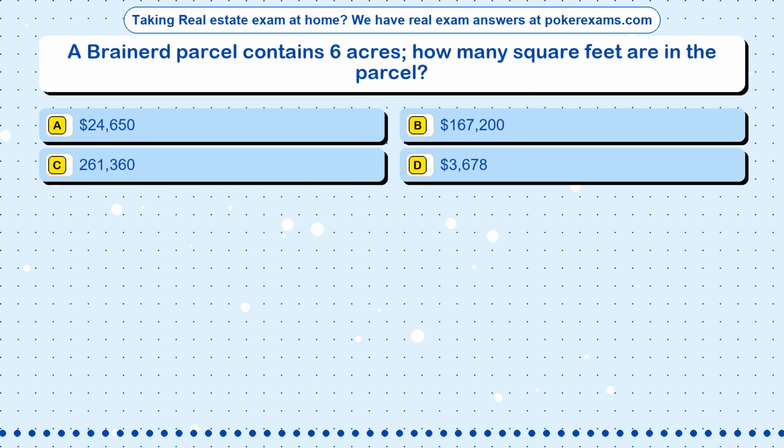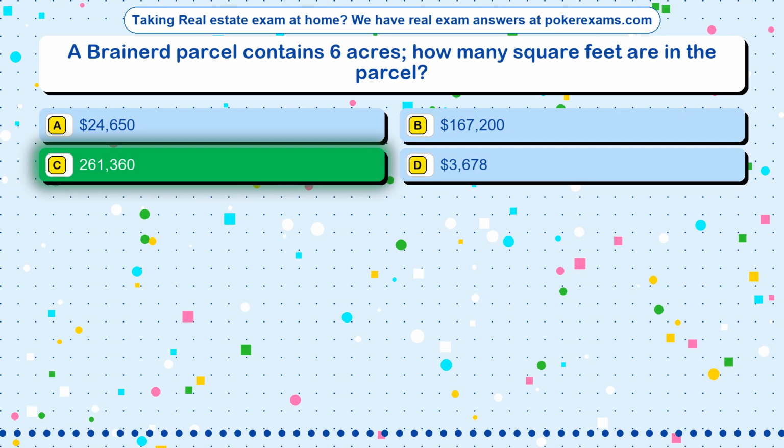Question 99. A Brainerd parcel contains 6 acres. How many square feet are in the parcel? Option A. 24,650. Option B. 167,200. Option C. 261,360. Option D. 3,678.